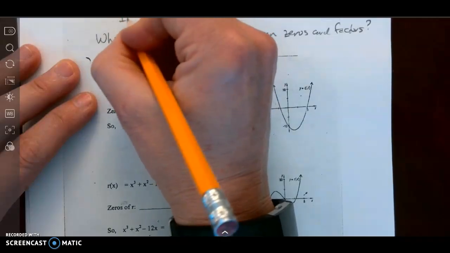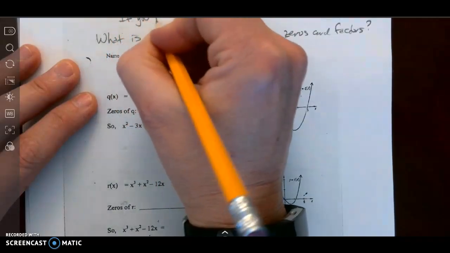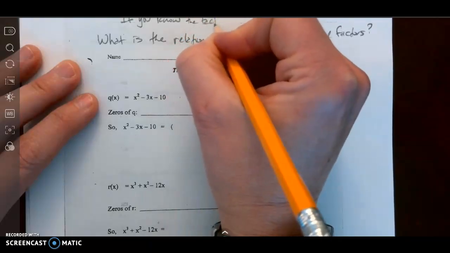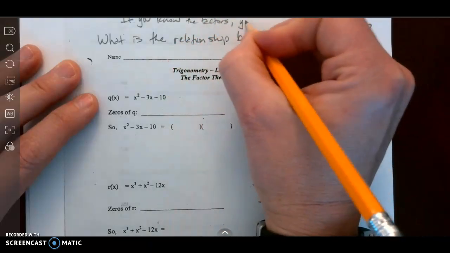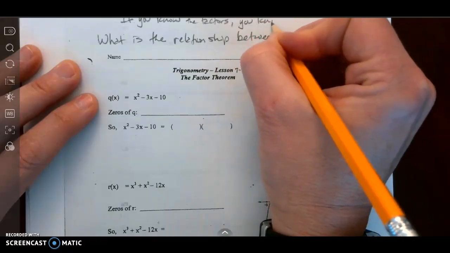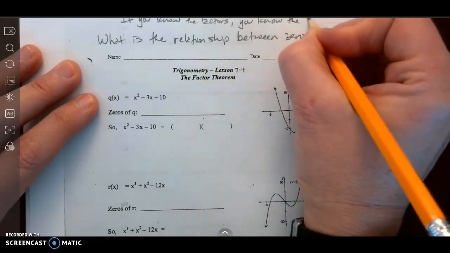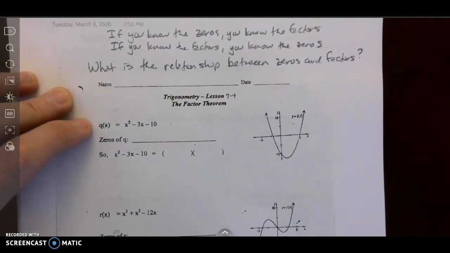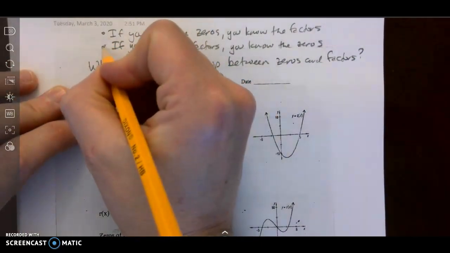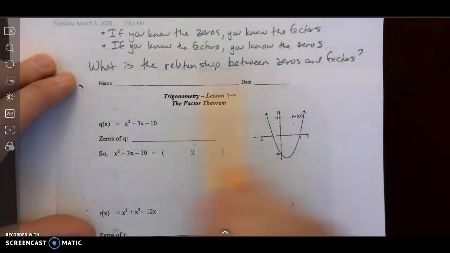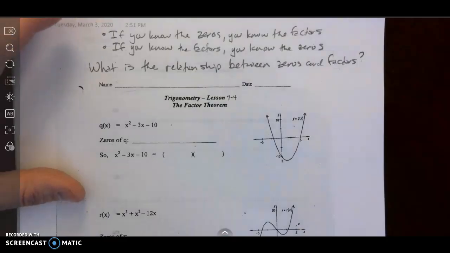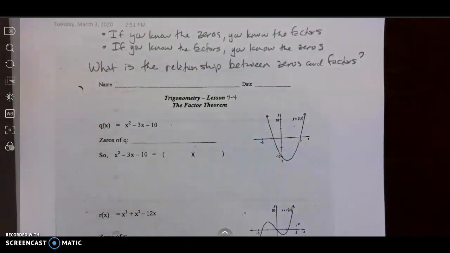And if you know the factors, you know the zeros. So that's really what we're going to be looking at. We're going to see what that relationship is, because if you know one, you automatically know the other. We're going to look at that right now.